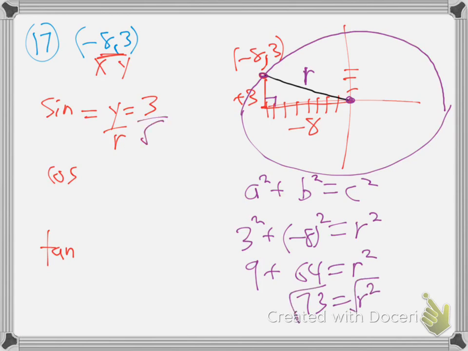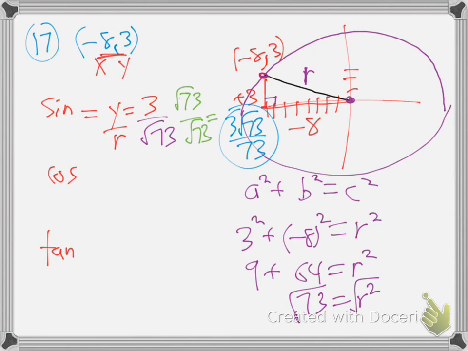So it's 3 over root 73. So the sine is not just 3. Remember, the sine is y over r, only if the r is 1, only if we're on the unit circle. This is not the unit circle. You can't leave the root in the bottom, as you know, so you multiply top and bottom by root 73, and you get 3 root 73 over 73.